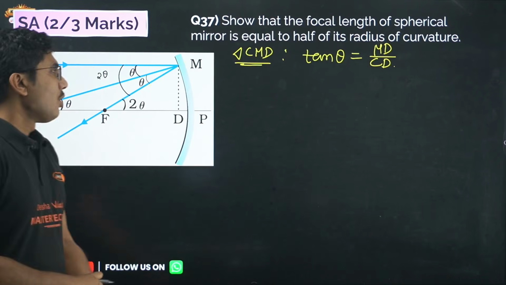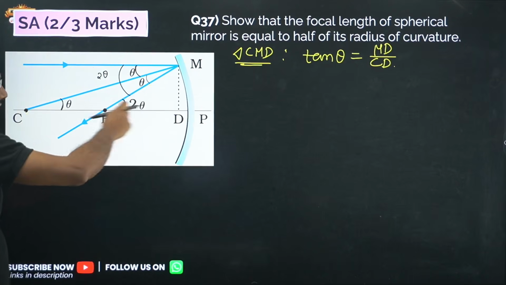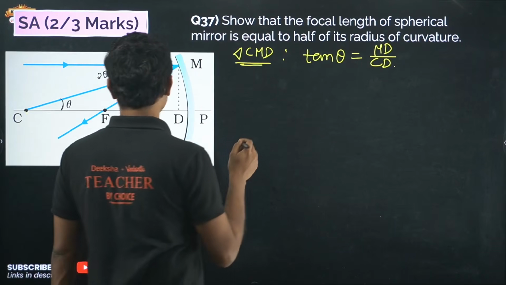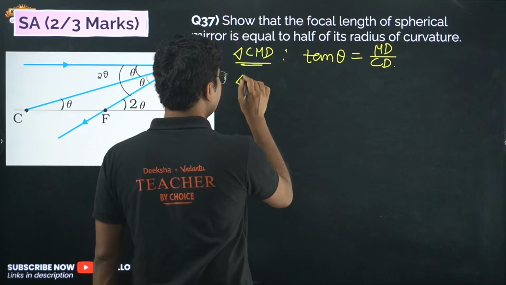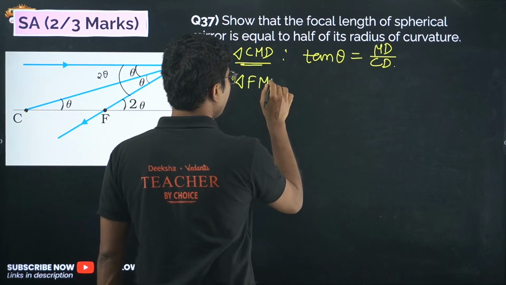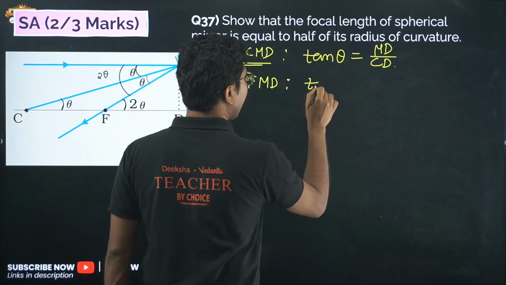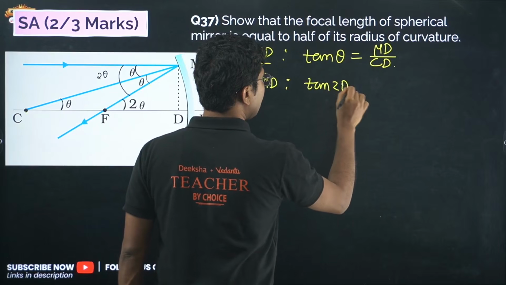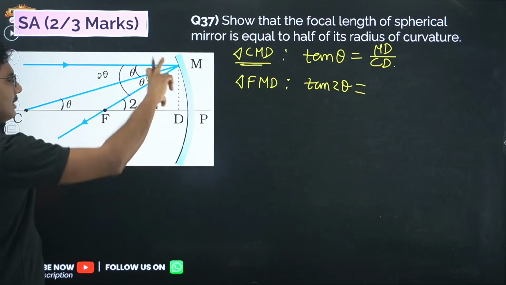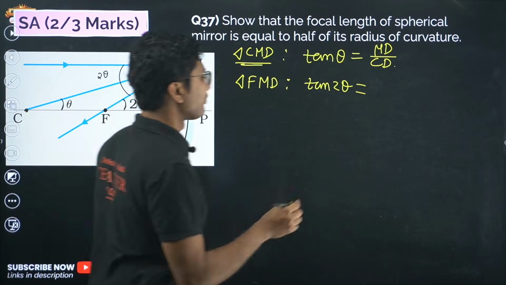What about this triangle? Now let us consider the triangle FMD. From this triangle we get tan of 2 theta. So tan of 2 theta is MD divided by FD.